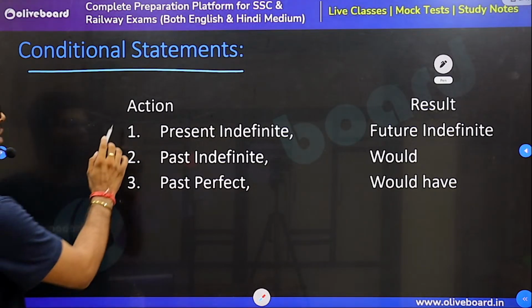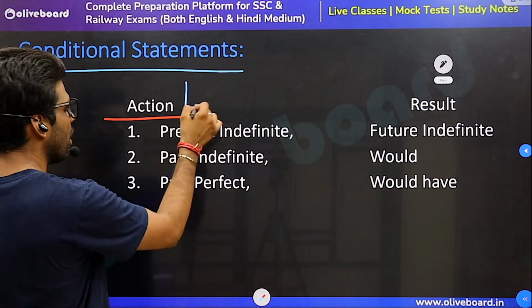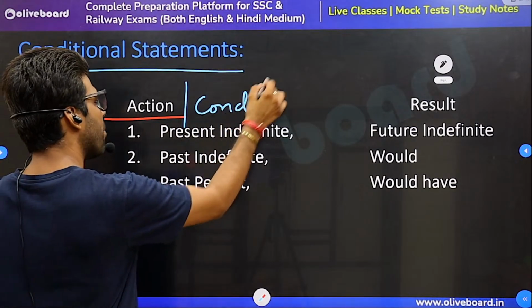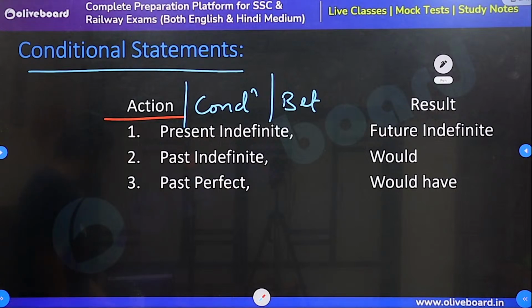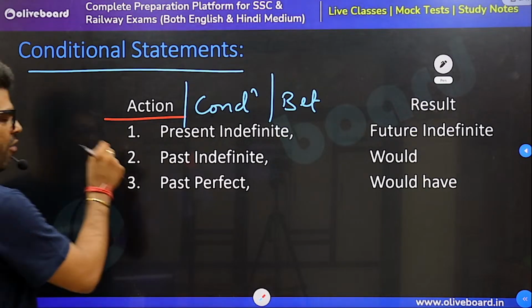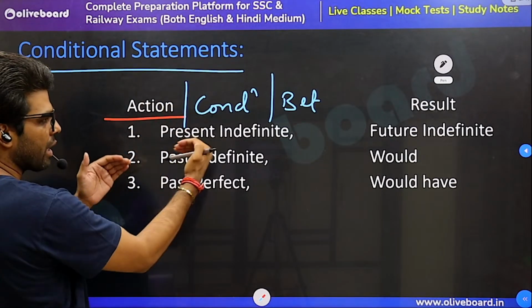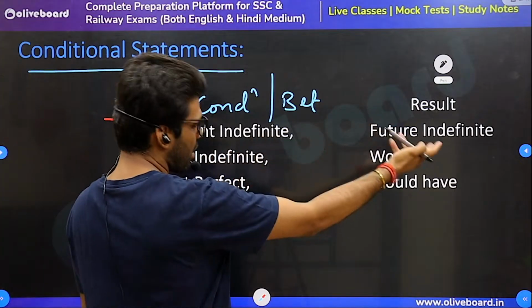Books have mentioned some rules, of course we have to follow, but let's derive them. When your action, your condition, your bet is in present, or present indefinite precisely, the results go in future. A little patience from your side, we will derive all these things, to be honest. When you have present indefinite in the condition or the bet, the results are marked in future indefinite.